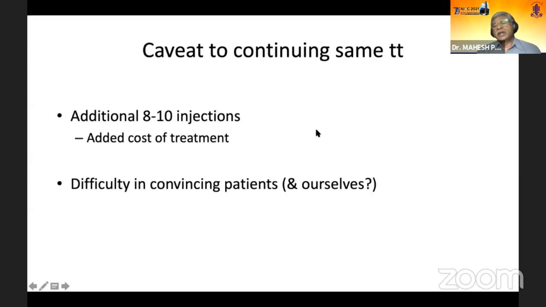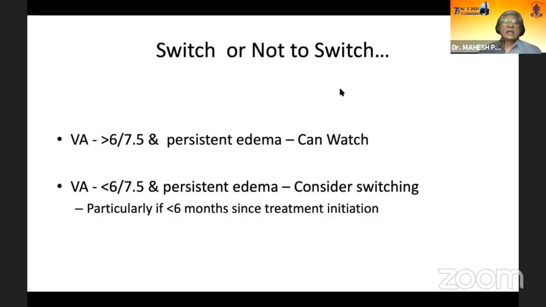So what is the caveat in continuing the same treatment if we decide to continue the same treatment? Yes, it's another additional 8 to 10 injections because another 3 or 5 months you have to continue the treatment, and added cost of the treatment as well, and difficulty in convincing the patients for continued treatment when we don't see an effect on the OCT because the patients have become familiar to reading the OCT themselves.